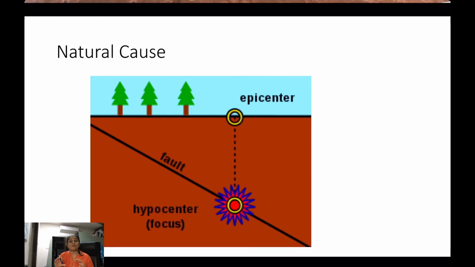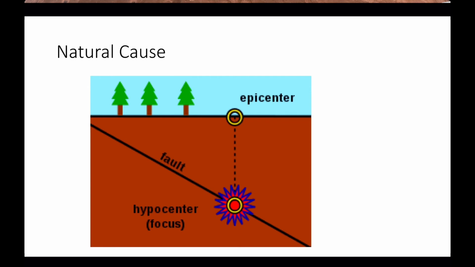Now where the displacement occurs, that is basically the point where the earthquake is starting. Such a point is called focus or hypocenter, and from there the energy is released, and it travels in all the areas. But the nearest point on the surface, perpendicular to the hypocenter, is actually called the epicenter. So hypocenter is in the interior of the earth, and epicenter is on the surface of the earth.